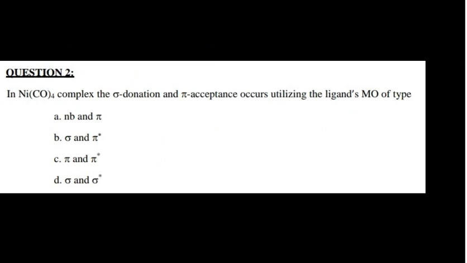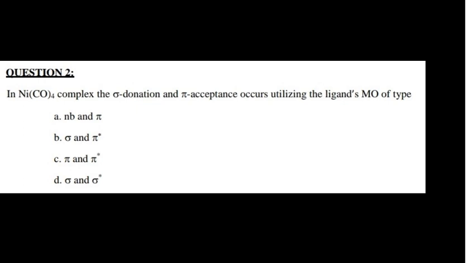In the tetracarbonyl nickel complex, the sigma donation and the pi acceptance occur utilizing the ligand's molecular orbitals. Again, it is a problem based on molecular orbital theory, or you can say ligand field theory. Again, it's a memory based question, and if you have learned those things, then it is quite easy. So what happens? After giving one statement you will be able to mark the correct answer yourself.